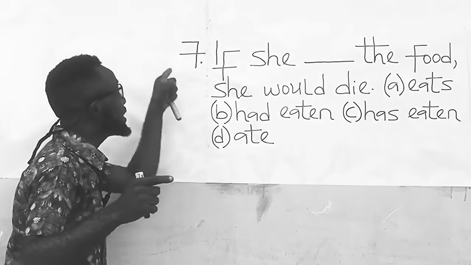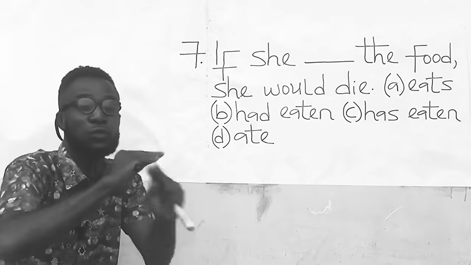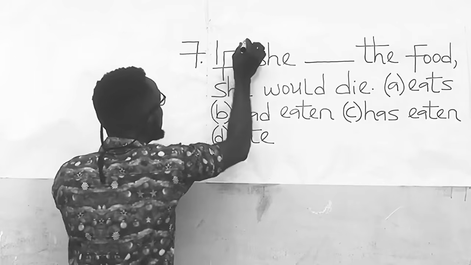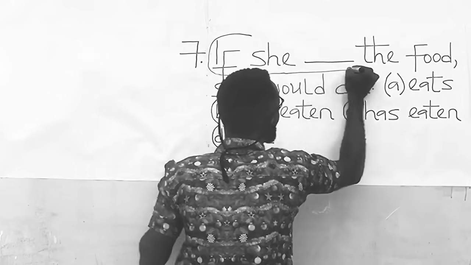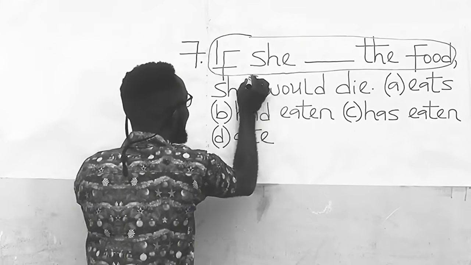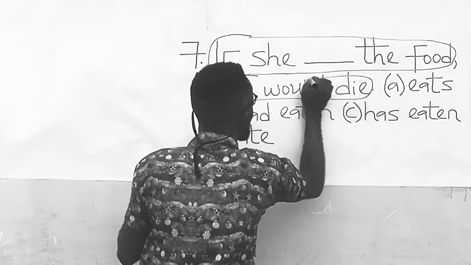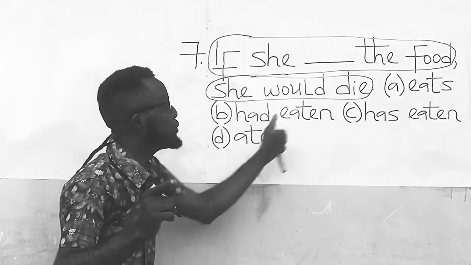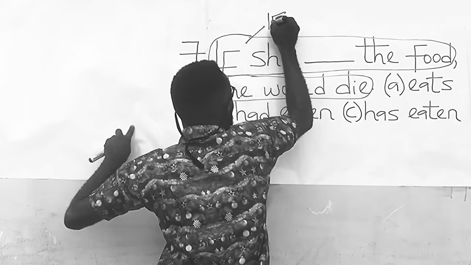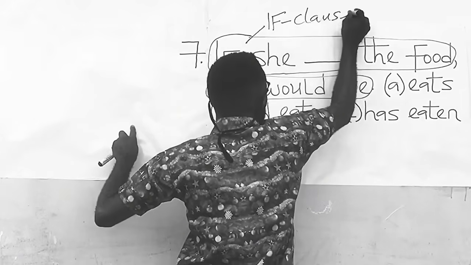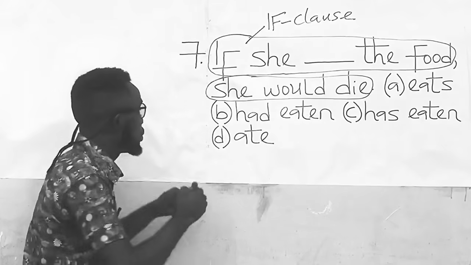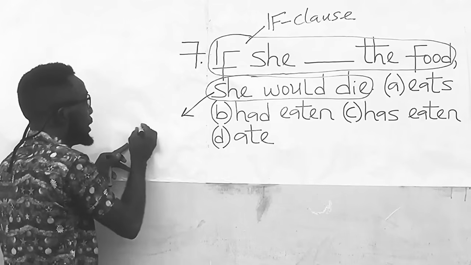If you look at this if statement, you will find out that we can divide it into two parts. The first part is, if she dash the food. And the second part is, she would die. The first part of the if statement carries the if. So this part is the if clause. The second part of the if statement does not carry the if. So this part is the main clause.